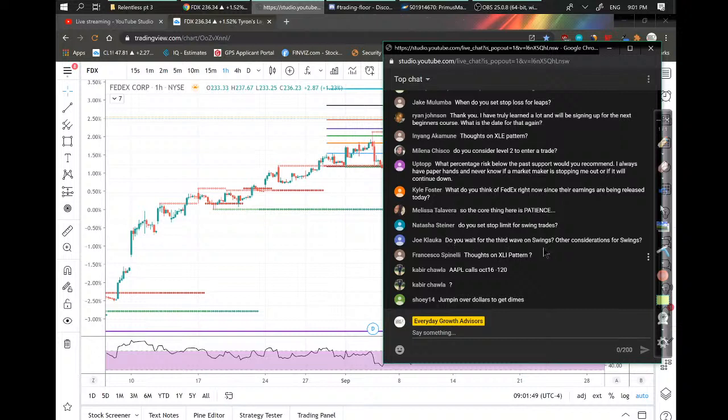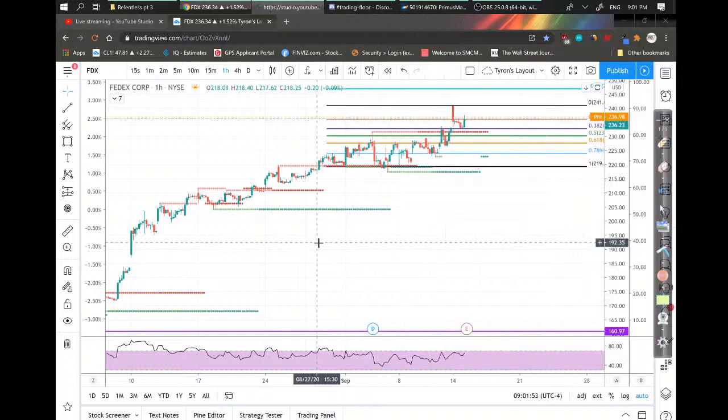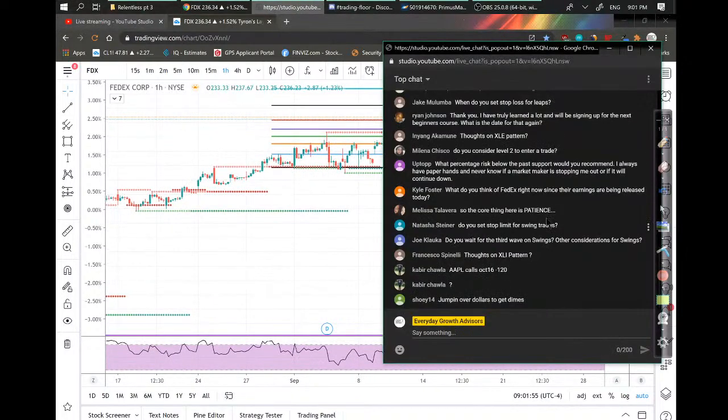Do you wait for the third wave on swings? Or other considerations for swings? Well, for swings, I wait for two waves. I don't wait for any third waves.